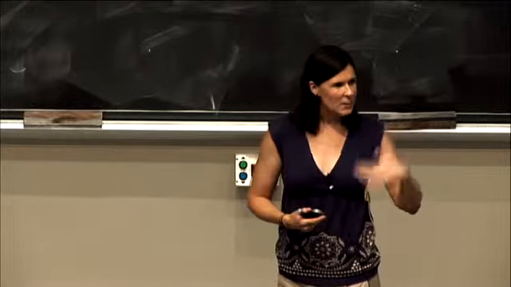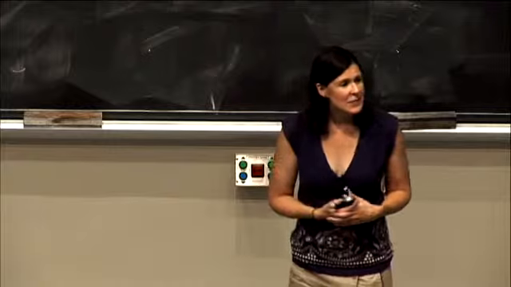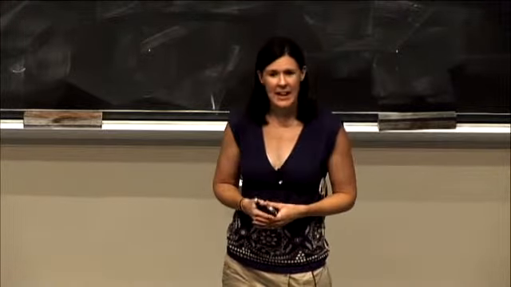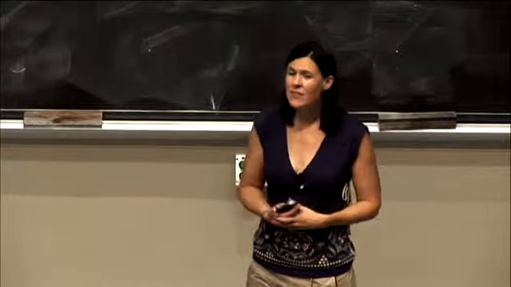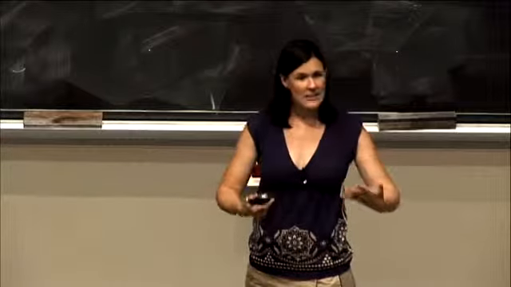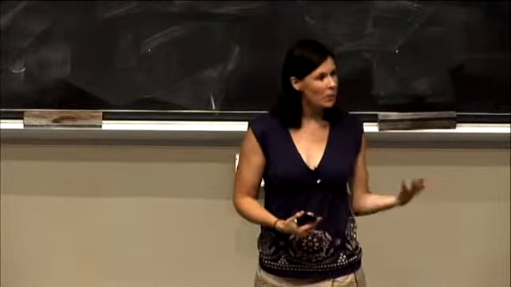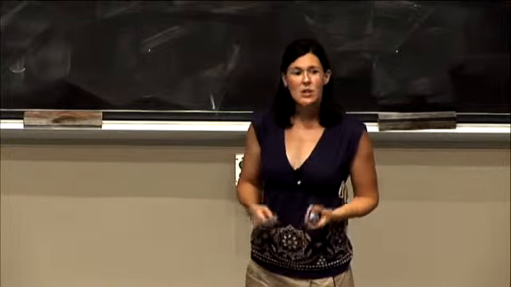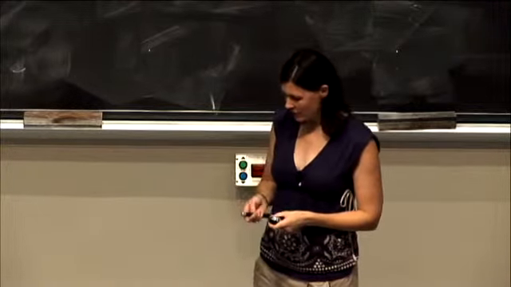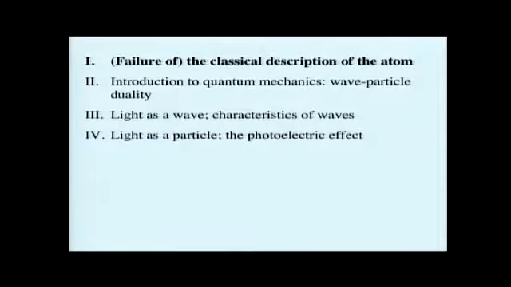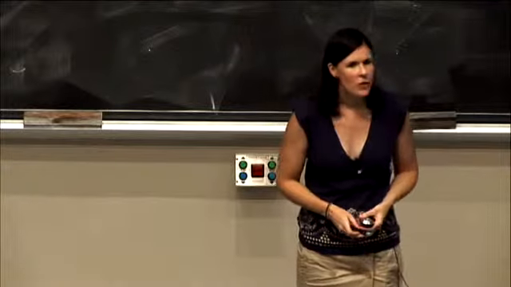And the reason that quantum mechanics is going to work where classical mechanics fails is that classical mechanics did not take into account the fact that matter has both wave-like and particle-like properties, and light has both wave-like and particle-like properties. So we'll take a little bit of a step back after we introduce quantum mechanics and talk about light as a wave and the characteristic of waves, and then light as a particle. And one example of this is in the photoelectric effect.